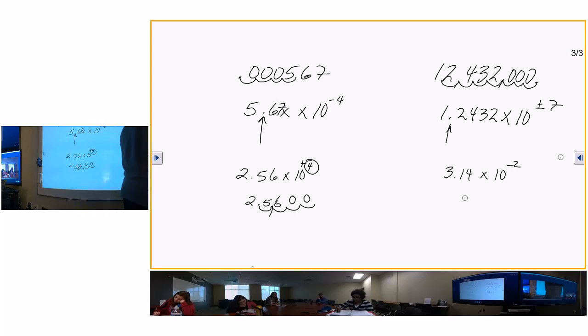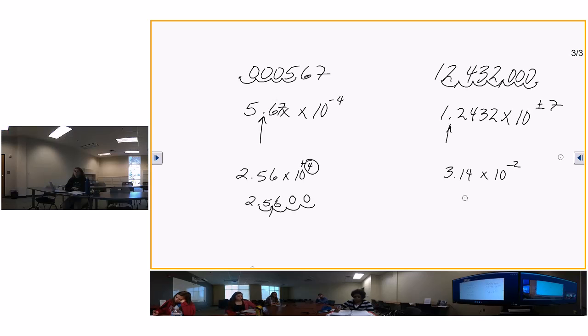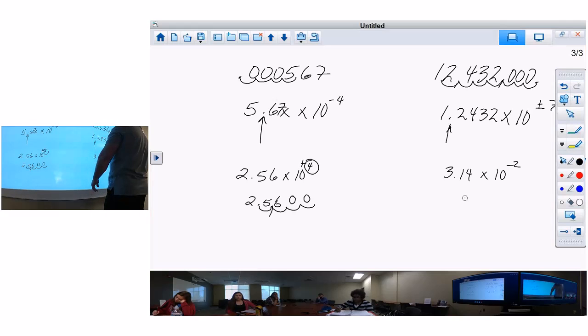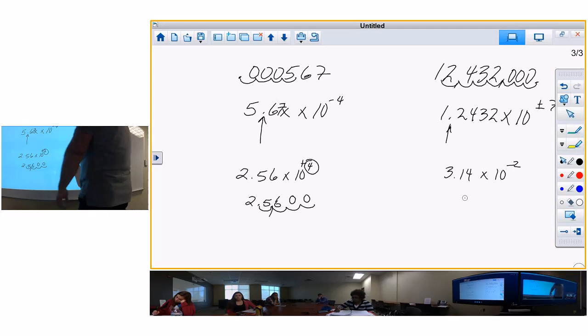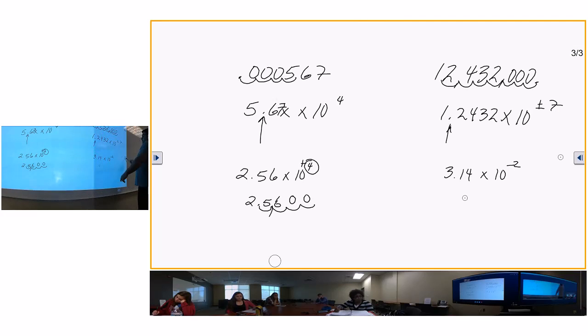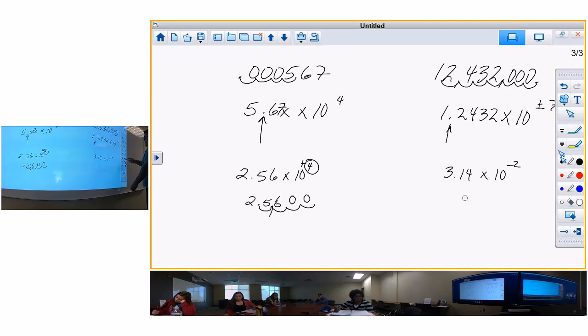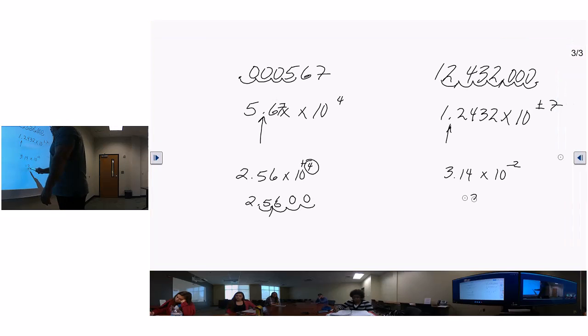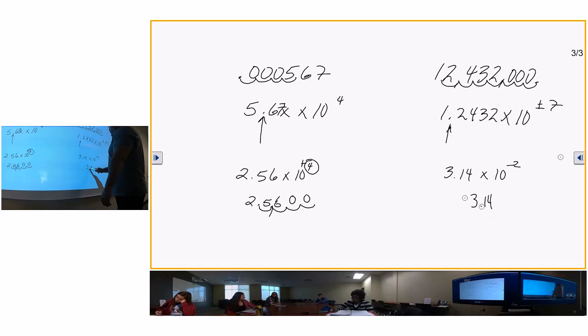Wait, what? Oh, you just changed it to a positive? Yeah, it was a positive. Oh, I'm sorry. It is a negative. My bad. Hold on. It's supposed to be a positive. Erase that. There. Because this one's negative. All right? So, 3.14 times 10 to the negative 2, you rewrite 3.14. And you move what? 1, 2.